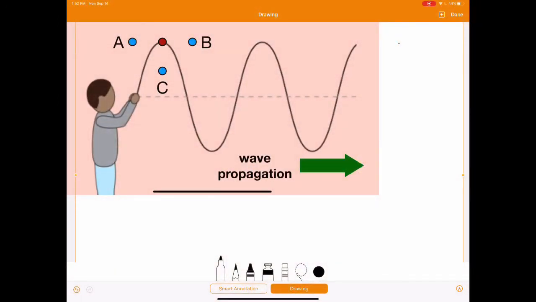Okay, so the first thing to note here is that we're always assuming no dispersion and no dissipation in our waves, which means that the waveform itself, or the shape of the wave, is not changing.